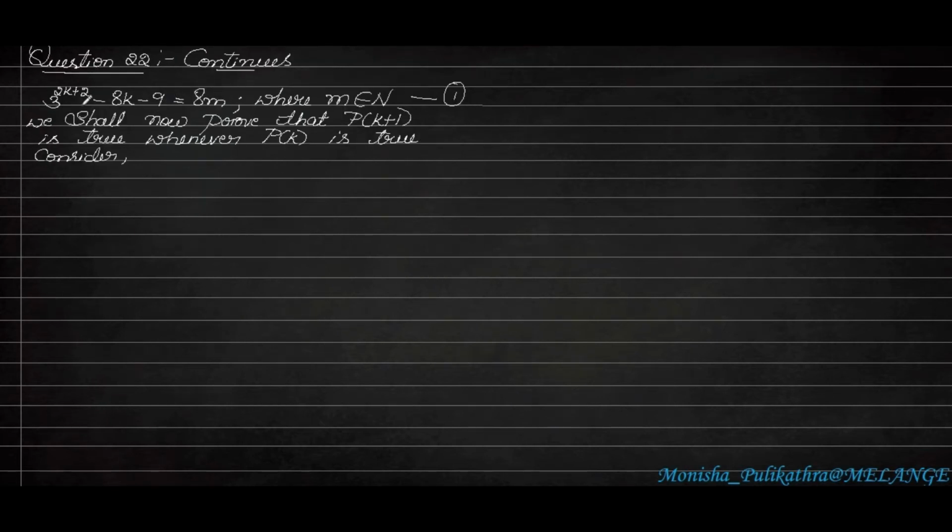Question number 22 continues. I have written equation number 1 once again, that is 3 to the power of 2k plus 2 minus 8k minus 9 is equal to 8m, where m belongs to the natural numbers. So now after the second step, we have to take the third step, that is we have to prove that P of k plus 1 is also true whenever P of k is true. So in this equation, we have to take k plus 1 in the place of k. So the equation will become 3 to the power of 2 into k plus 1 plus 2 minus 8 into k plus 1 minus 9. Up to here we have to take, and we have to conclude in the form that the whole equation is divisible by 8.